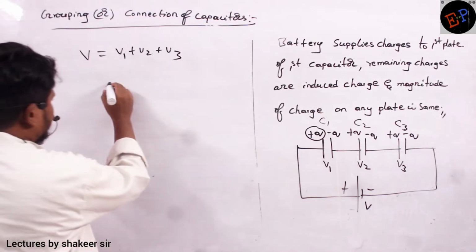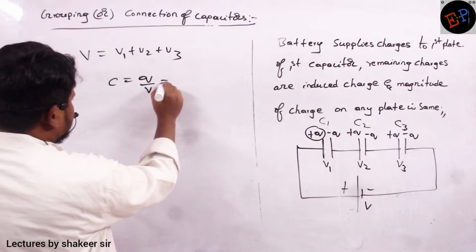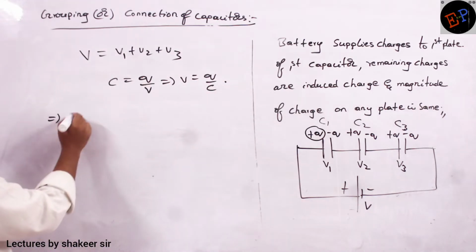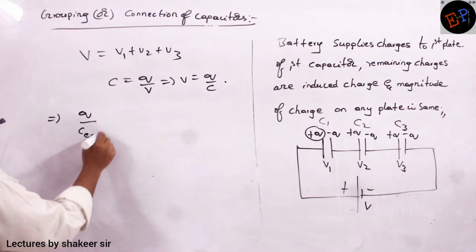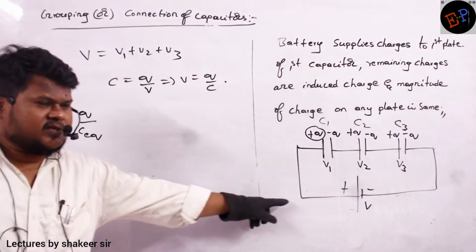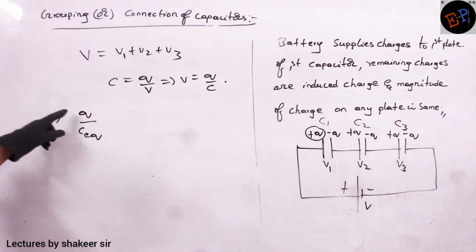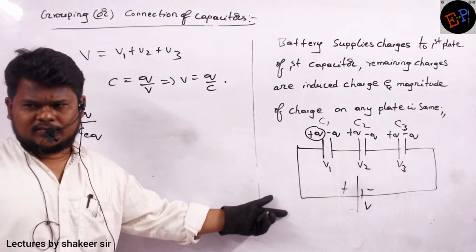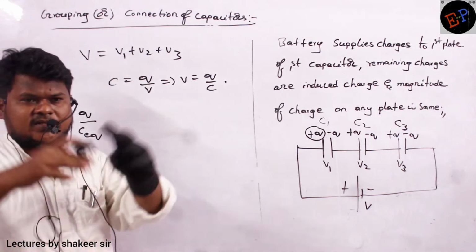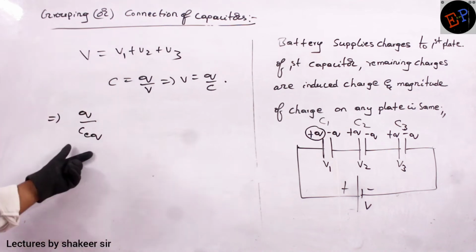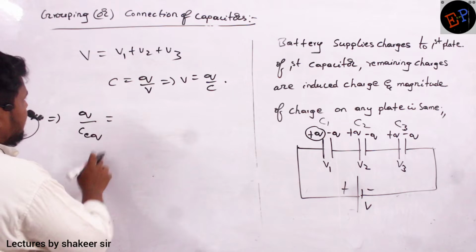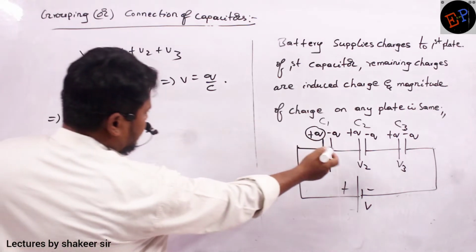And what is the equation of capacitance? C is equal to Q by V. So V is equal to Q by C. So instead of V, can I write Q divided by C equivalent? What is this V? Total potential supplied by the battery. Instead of that, I can write the charge supplied by the battery is Q only, and the equivalent capacitance, that means the capacitance of the total circuit, is C equivalent. Instead of V1, the charge stored is Q only.